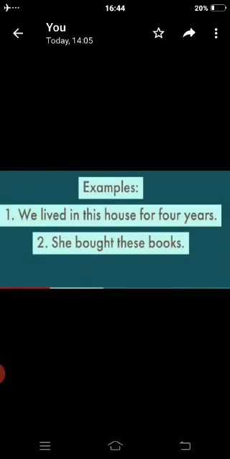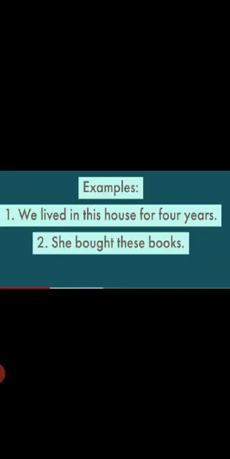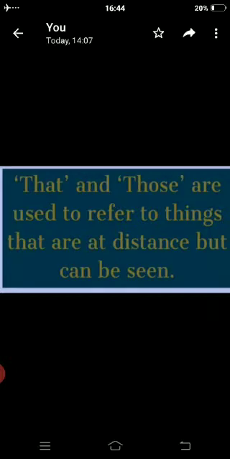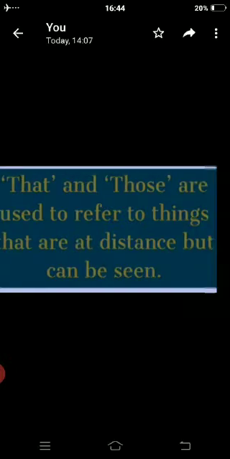Examples are: beta, we lived in this house for 4 years. She bought these books, right? So this is used for singular nouns, and these is used for plural nouns only. That and those are used to refer to things which are at a distance but can be seen, right?